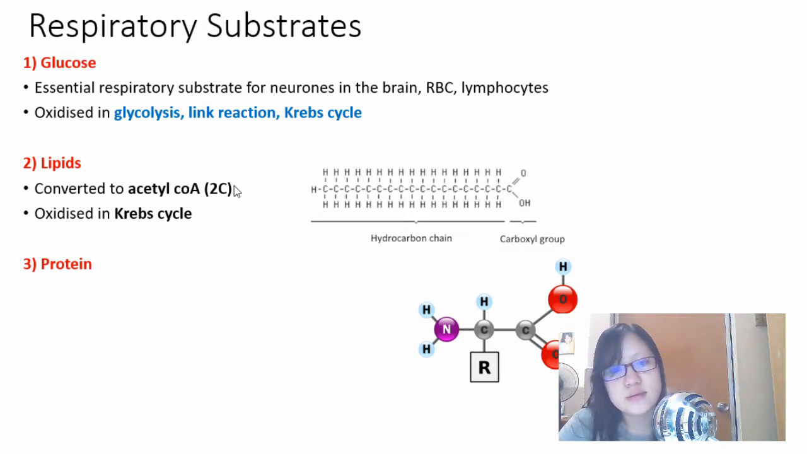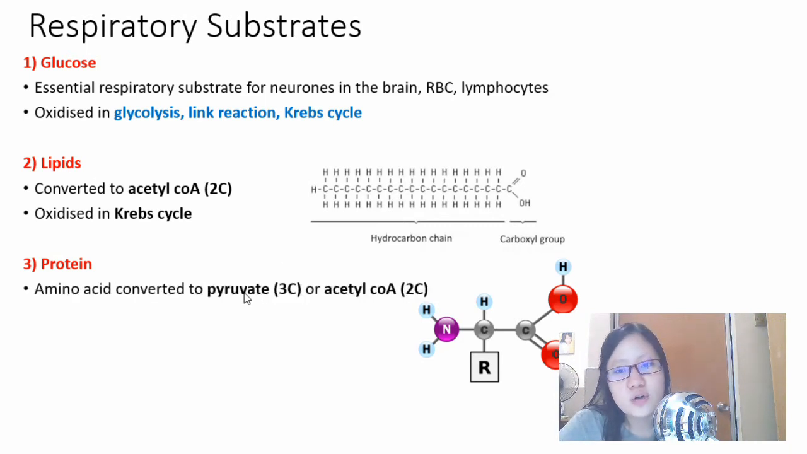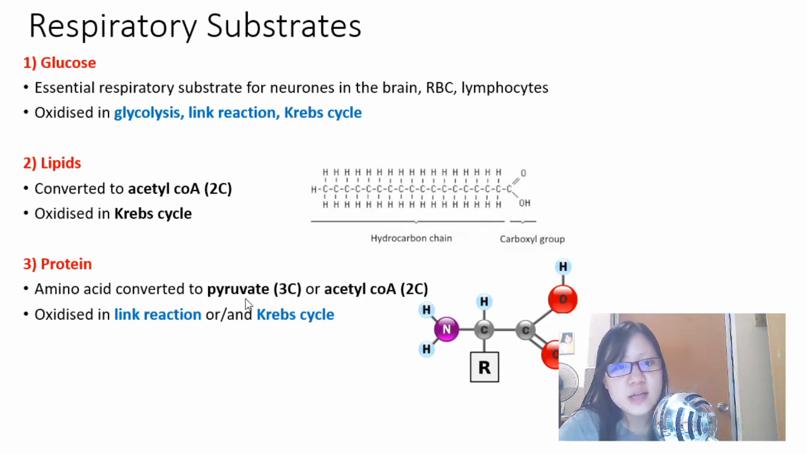Number 3 is protein, so things like amino acids can be used in respiration as well. Okay, so how is it used? Amino acid is converted to pyruvate or acetyl coenzyme A, so it can participate in the link reaction or go straight into the Krebs cycle. So if the amino acid is converted to pyruvate first, then it will need to be oxidized in the link reaction and the Krebs cycle. But if protein or amino acid is converted into acetyl coenzyme A, then it will not need to go into the link reaction. It can go straight into the Krebs cycle.